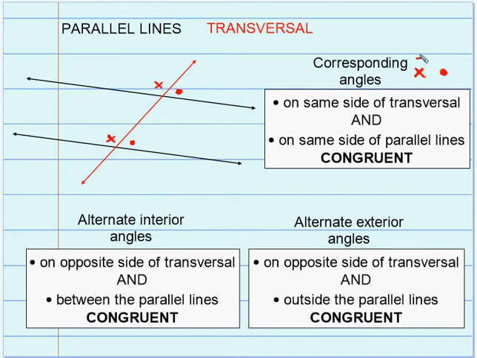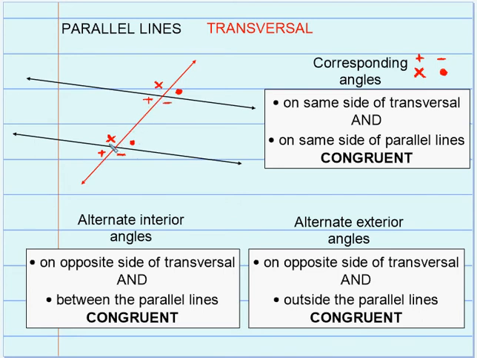Let's do a plus sign. We can mark below the parallel lines and to the left of the transversal, and maybe just a minus below the parallel lines and to the right of the transversal. So each of these where I've made the same symbols, those are congruent.